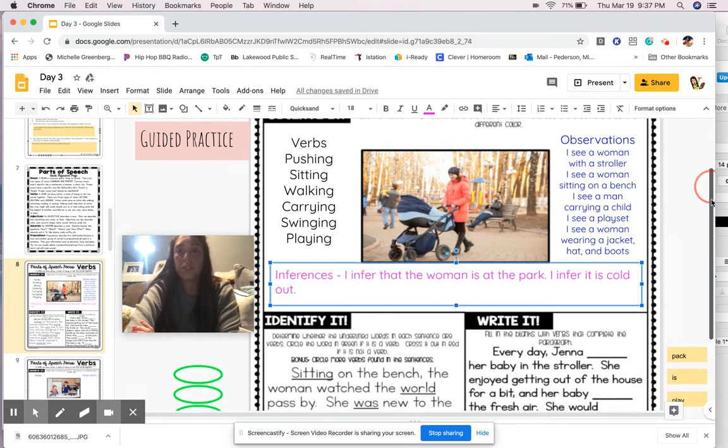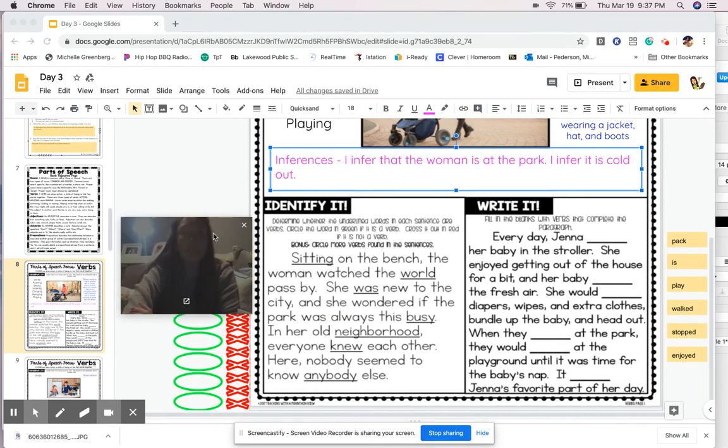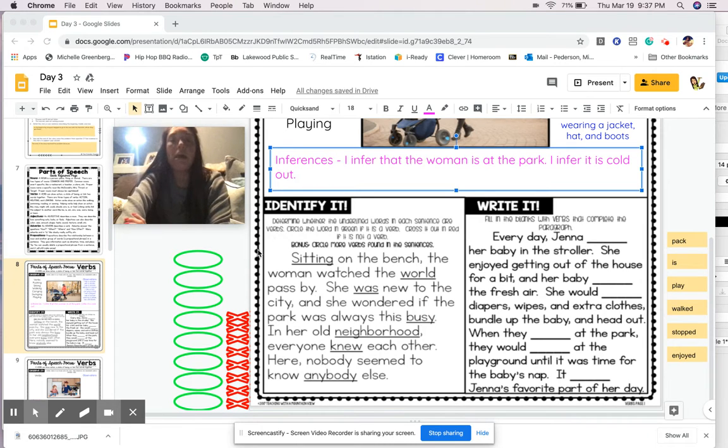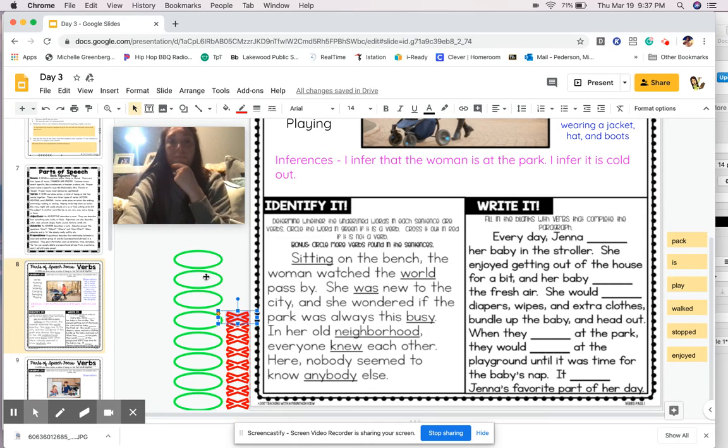Great. So now here's my identify it. And it's just like the other day, how we're going to use the green circles to circle our verbs, and we're going to use the X's to cross out the words that are not verbs. Sitting on the bench, the woman watched the world pass by. So sitting is underlined. Sitting is a verb. It's an action. World is not an action, boys and girls. It's a noun. So I'm going to put an X over there.